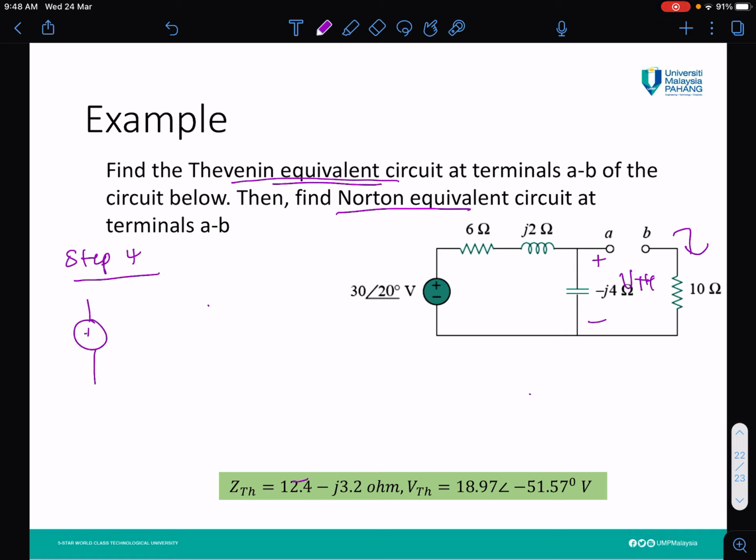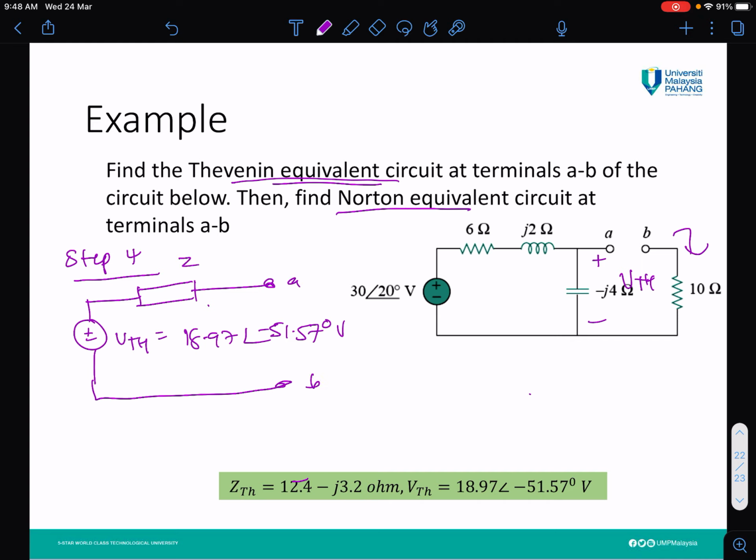So here is our VTH. VTH equals 18.97 with an angle of negative 51.57 degrees volts. And then we have ZTH here, and don't forget the terminals AB. ZTH is 12.4 minus J3.2 ohms. So this is the Thevenin equivalent circuit.